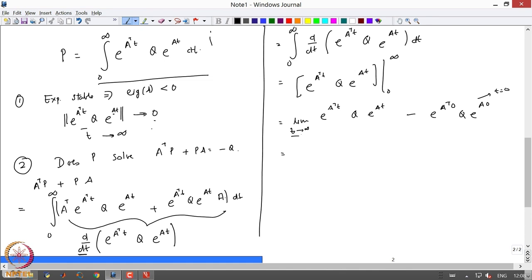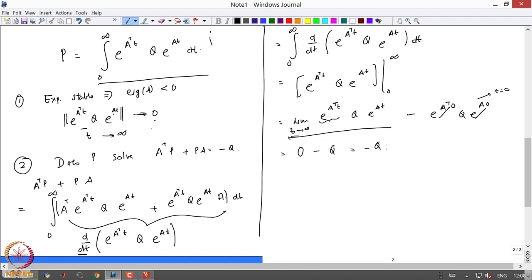Now, look at this term carefully. What happens to this term as t goes to infinity? I know that A is an exponentially stable matrix, so these entries will go to 0 as t goes to infinity. So, I am left with a 0 here, minus the second term. What is this? This is the identity, and this is the identity. So, I am just left with a minus Q.